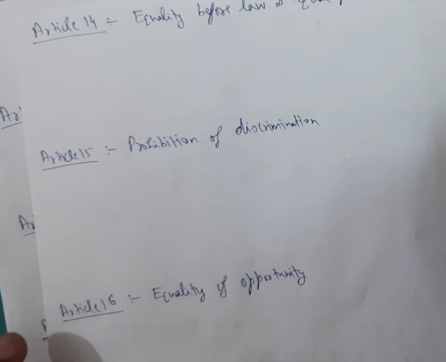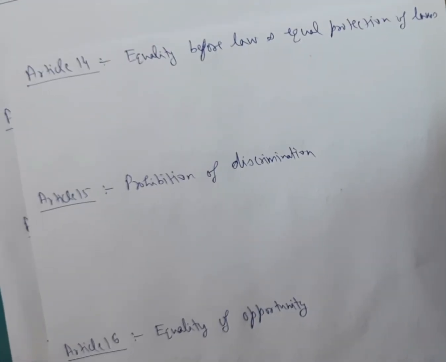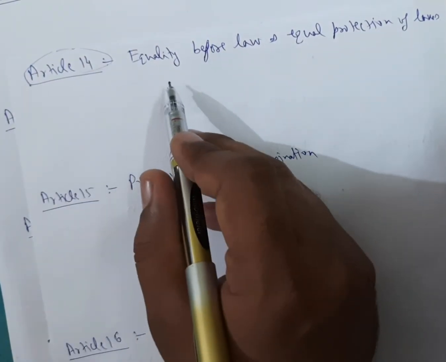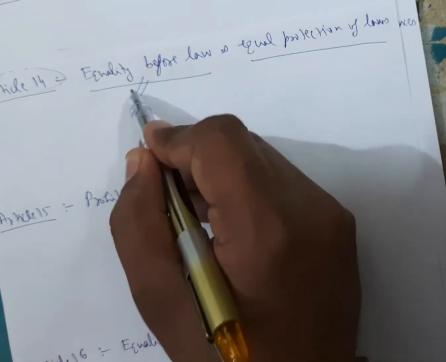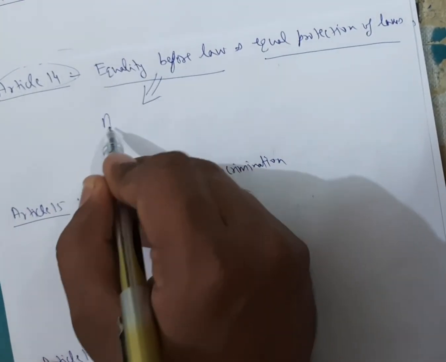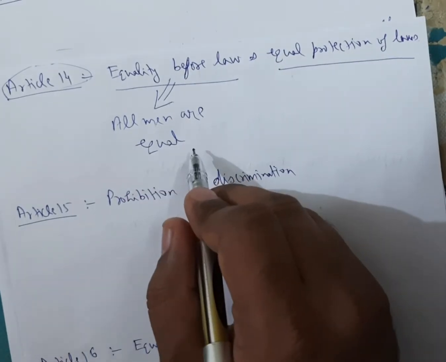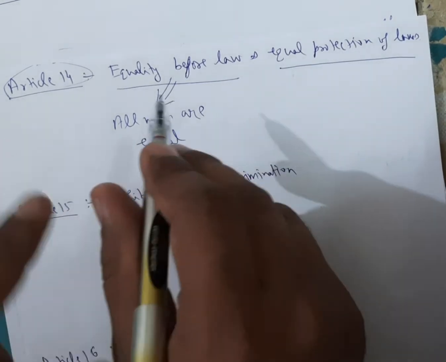So now we go forward to article number 14 to article number 18, which are also known as the right to equality. Article number 14 states equality before law and equal protection of laws. Equality before law means all men are equal, irrespective of their status, their background, their powers. All are equal before law.